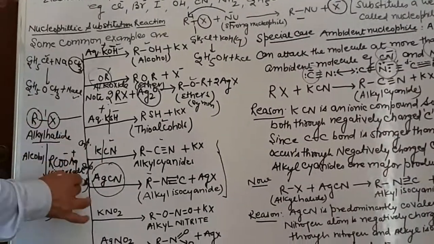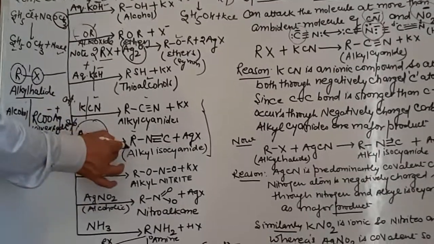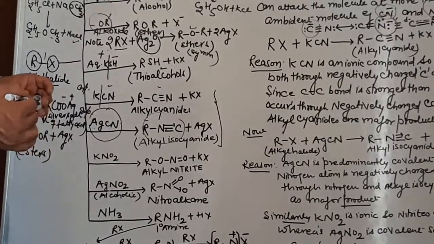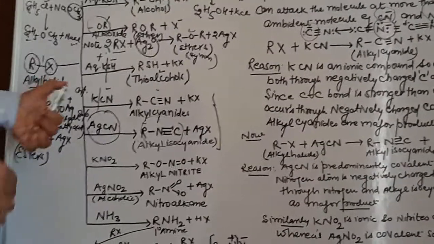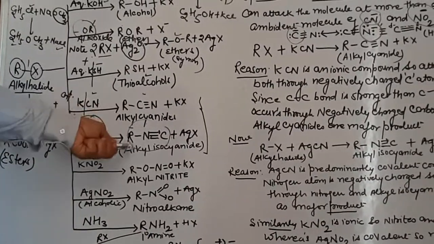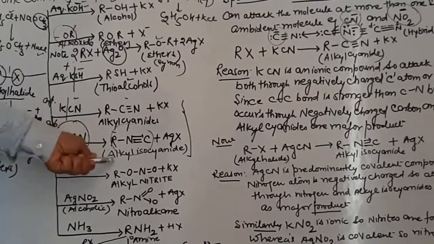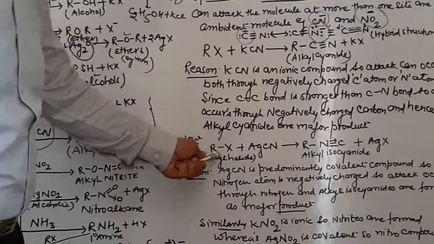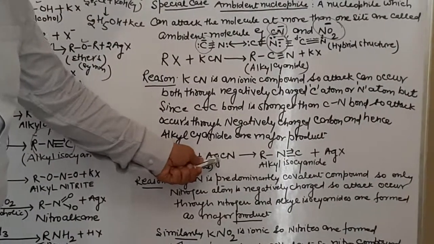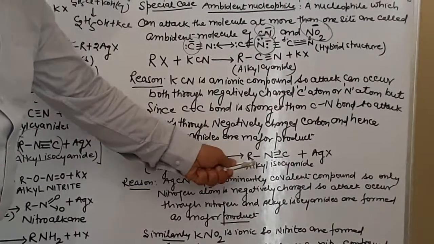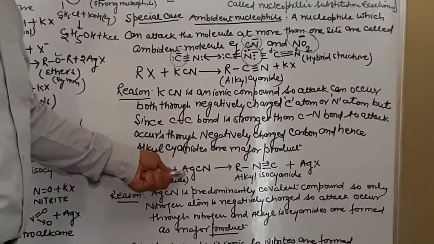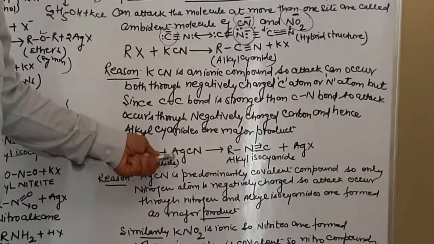Now look at this reaction. When the same alkyl halide is made to react with AgCN, it will result in the formation of alkyl isocyanide. Why the difference? With KCN, alkyl cyanides are obtained, whereas with AgCN, alkyl isocyanides are obtained. Just see over here, the alkyl halide when made to react with AgCN results in the formation of alkyl isocyanide and AgX. You may easily ask, so why not the cyanides over here? Why the isocyanides?